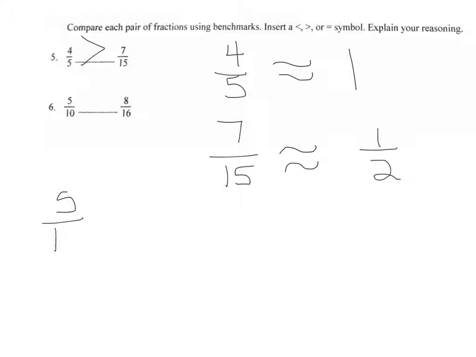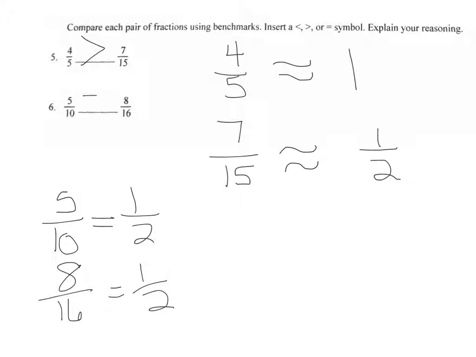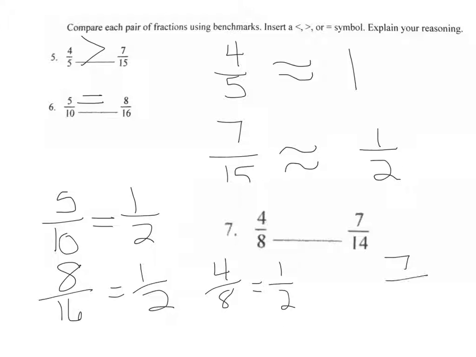So if you think about 5/10, 5 is half of 10, so this is the same thing as a half. And 8 is half of 16, so that's the same thing as a half. So these are actually equal to one another because they both represent a half. Now let's look at number 7. You have 4/8 and 7/14. So if you think of 4/8 is close to a half, it actually is exactly a half. And 7/14 is also exactly a half, so these are also equal.